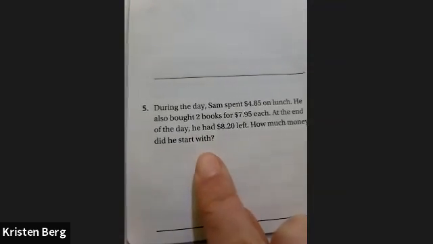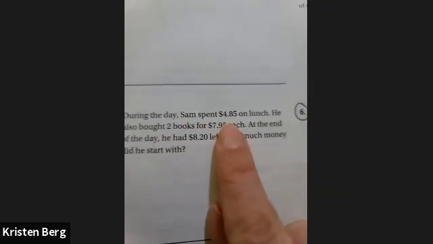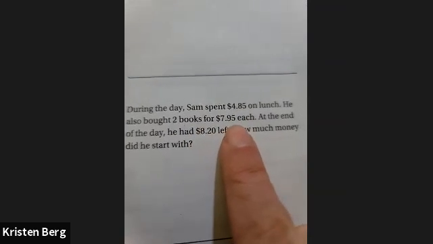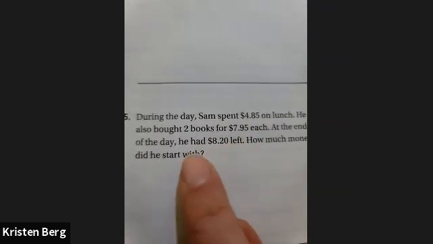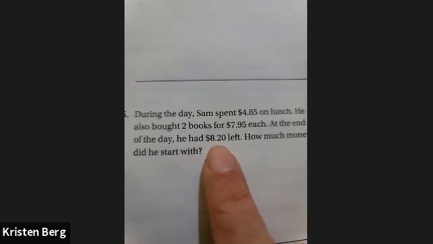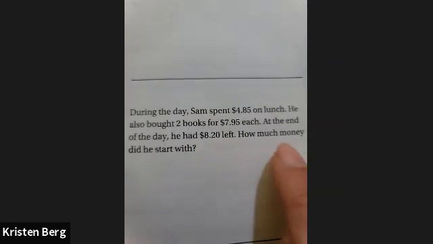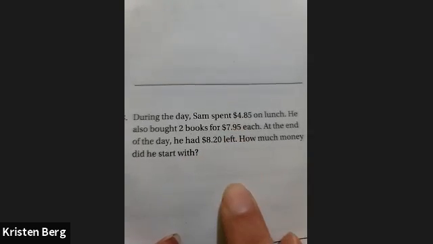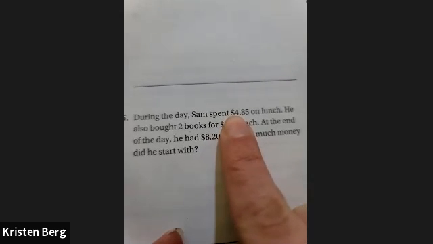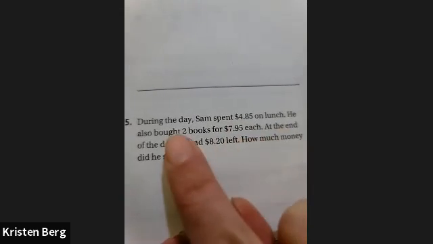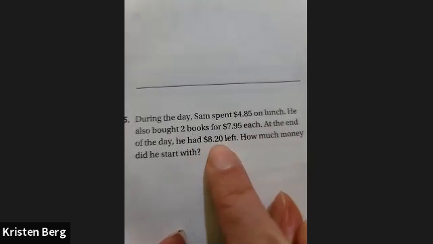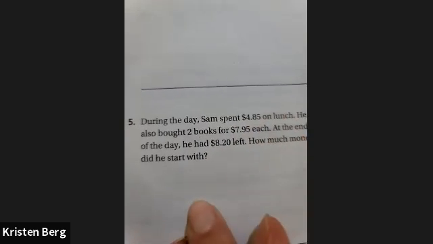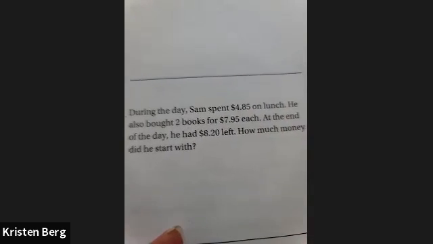Now this one I'm going to do with you. It says during the day, Sam spent $4.85 on lunch. He also bought 2 books for $7.95 each. And at the end of the day, he had $8.20 left. How much money did he start out with? All right, so in order to do this, you actually got to work backwards. So it's saying everything that he had spent or had left over. And then in order to find this, we would have to add up all of this to figure out what he started with to begin with.